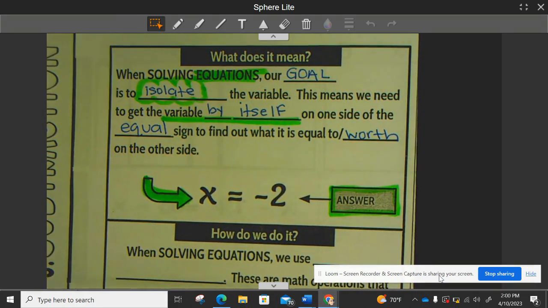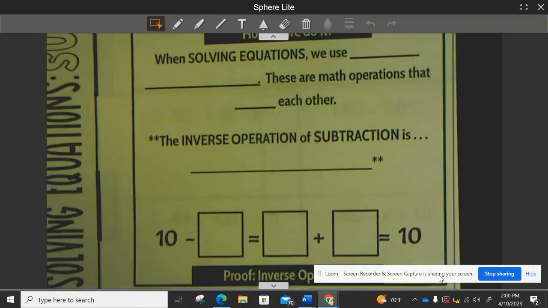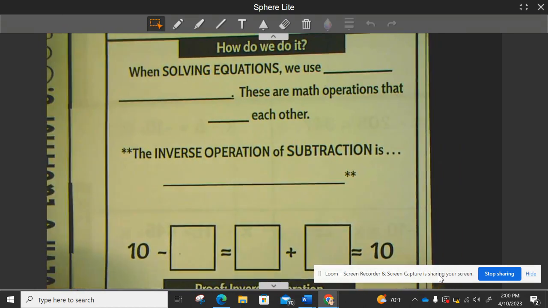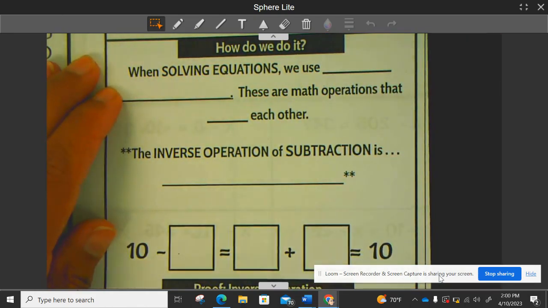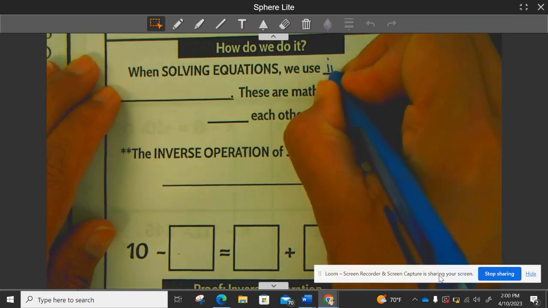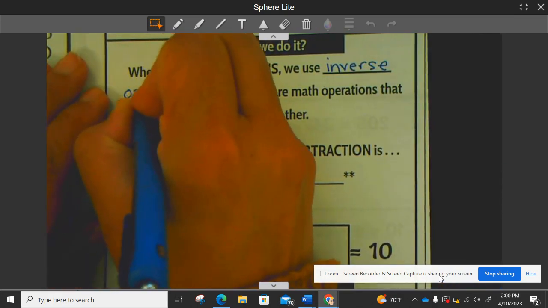All right, so how do we solve for equations? How do we isolate the variable? Well, when solving equations, we use, what's that math term again? Yes, inverse operations.